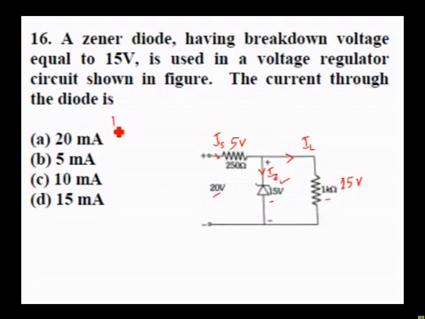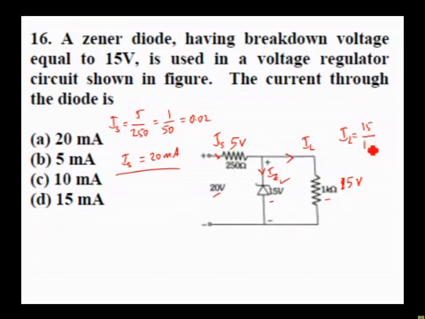You can calculate IS first, voltage by resistance, 5 divided by 250. So this is 1 by 50. 1 by 5 is 0.2, so 1 by 50 is 0.02, or it can be taken as 20 milliampere. This is the series resistance current. And you can come to the last part, that is the 1 kilo ohm resistor. Here IL you can calculate as 15 volt divided by 1 kilo ohm, which is 15 milliampere. And now apply the junction rule.